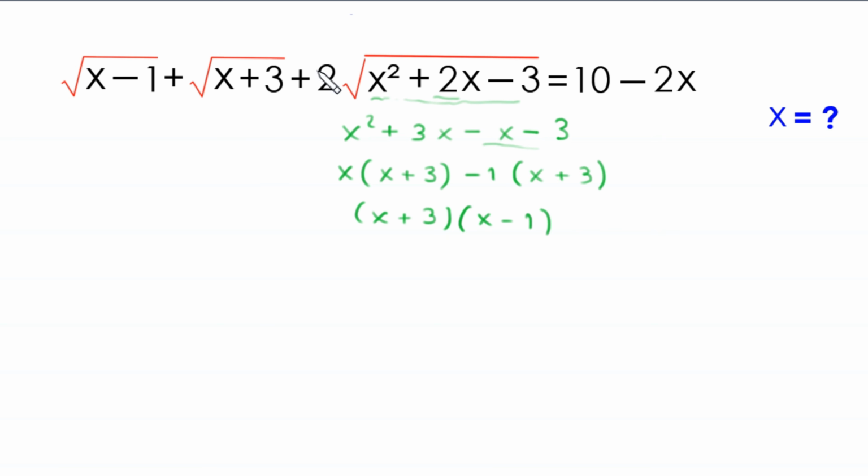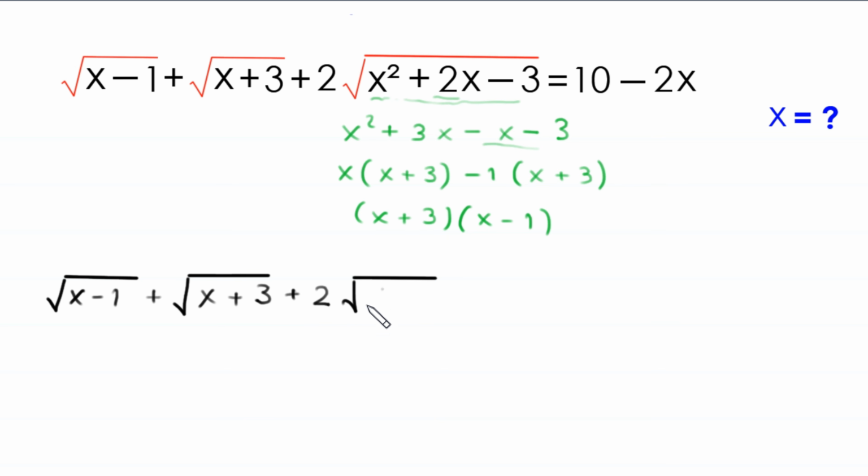So we can rewrite this equation as the square root of x minus 1 plus the square root of x plus 3 plus 2 times the square root of x minus 1 times the square root of x plus 3 equals 10 minus 2x.